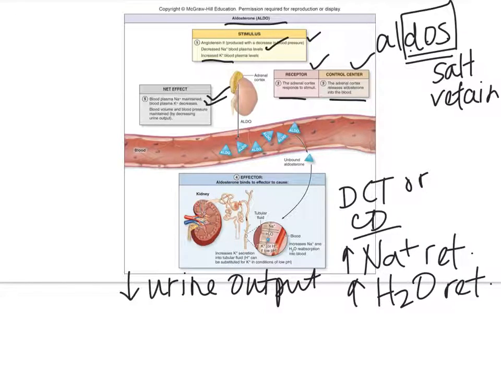Blood potassium will go down. We'll actually get rid of some potassium. So we maintain blood volume and blood pressure. It doesn't cause really huge changes, but it helps maintain it. So sodium, aldosterone, salt retaining.